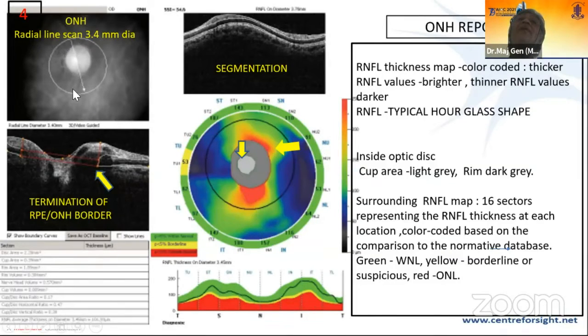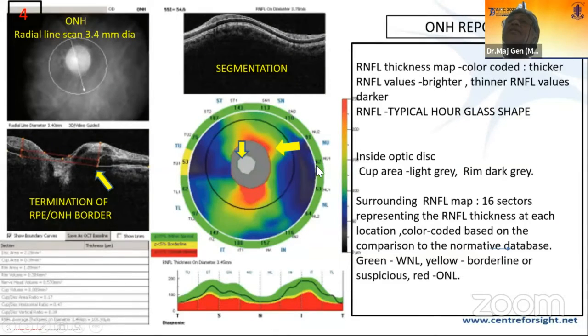Again, to go back, if you can notice, this scan is not correctly placed, it's not centered. It's a 3.4 millimeter diameter radial scan in order to determine the optic nerve head shape, etc. Then comes the segmentation, which is very important for everybody to see. The top part of the segmentation should not be moved out, because in that case, you'll be missing data. And then again is the termination of the retinal pigment epithelium at the ONH border. This is completely different from the Spectralis and the Cirrus machines. And again I repeat, this is the optic cup, this is the optic disc, and these are the nice thick retinal nerve fiber layers.